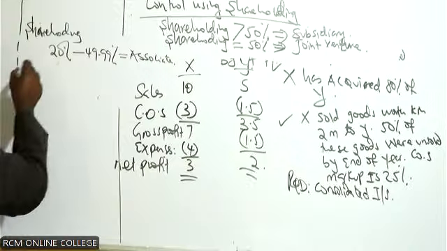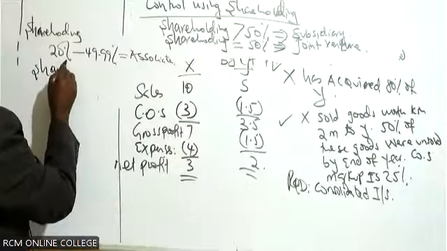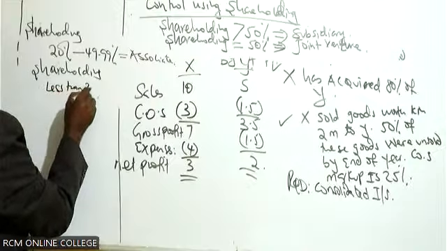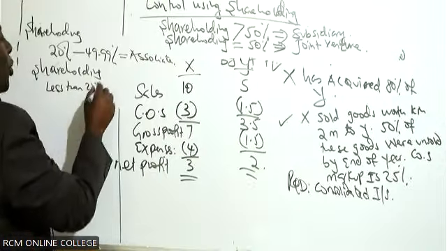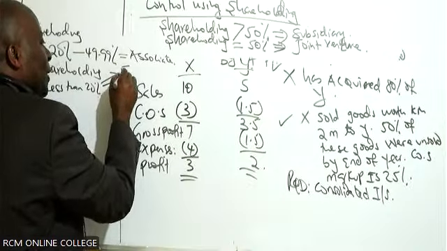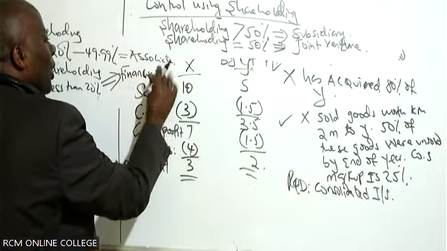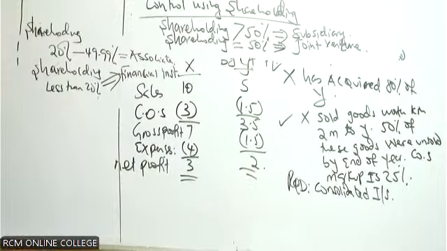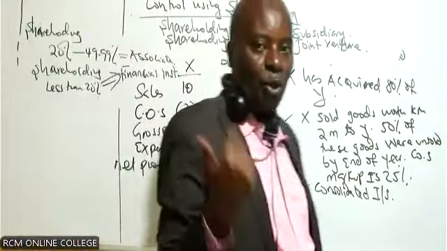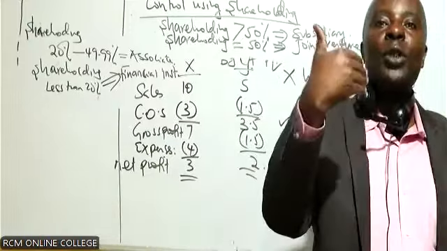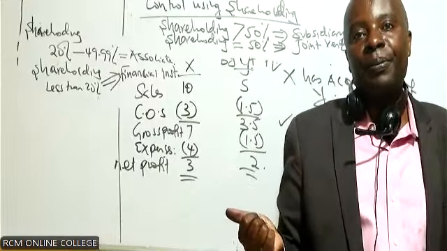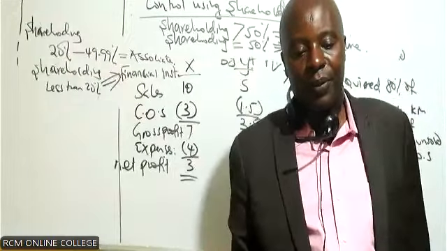Then lastly, when this shareholding is less than 20%, we shall be talking of a financial instrument, or a simple investment. So basically, the companies that you will be able to fully control are those where you happen to have a shareholding of more than 50%.